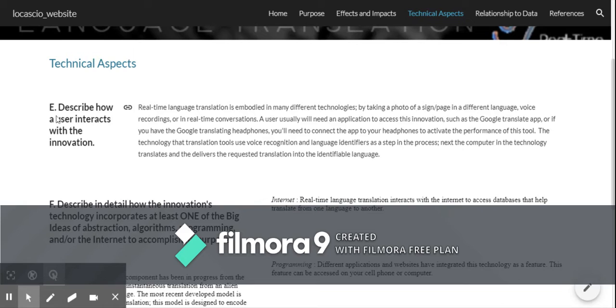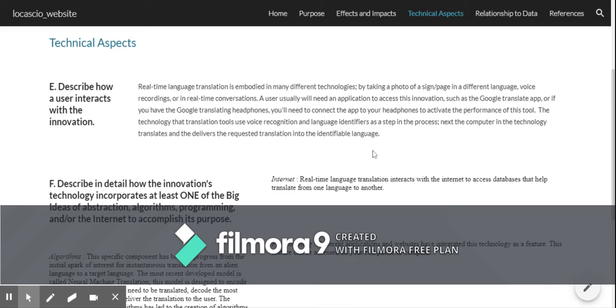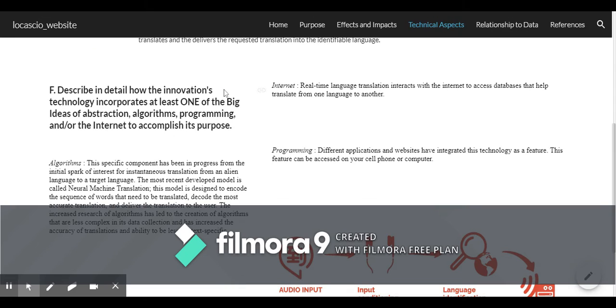It asks me to describe how a user interacts with the innovation. I reference the multiple ways language translation can be used, such as by taking a photo of a sign and putting it through a language translator, using translating headphones and apps that all play a part in the process for the user. It asks me to describe in detail how the innovation's technology incorporates at least one of the big ideas of abstraction, algorithms, programming, and/or the internet to accomplish its purpose.